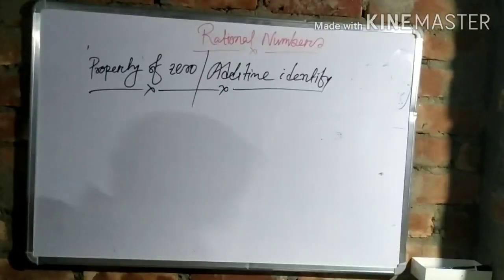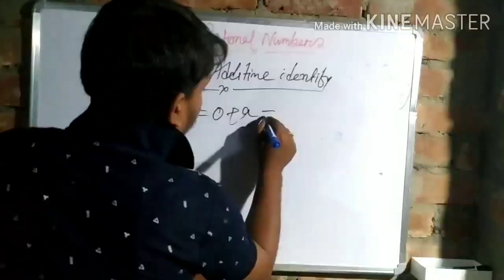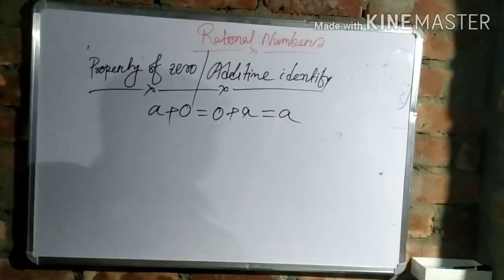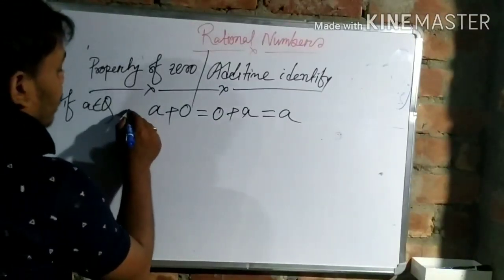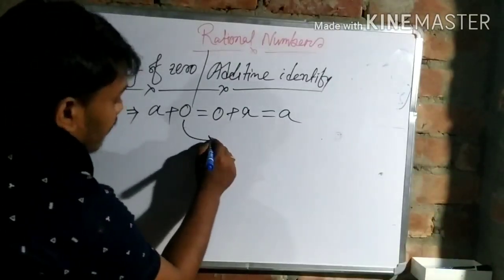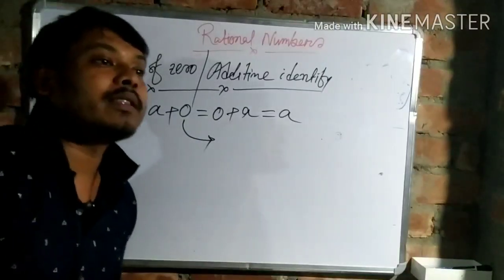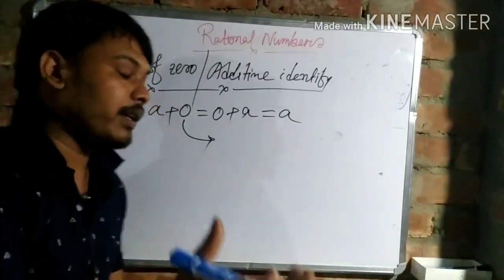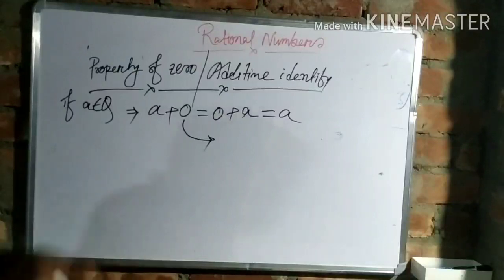So what is the property of zero? If we add 0 with any number, then the result is the number. It also holds for rational numbers. So if a is any number from Q, it implies a plus 0 equals 0 plus a equals a. So this 0 is called additive identity. Identity means if we combine the identity with any value, then the result is the value itself. Then that element is called identity. If it is with respect to addition, then it is called additive identity.